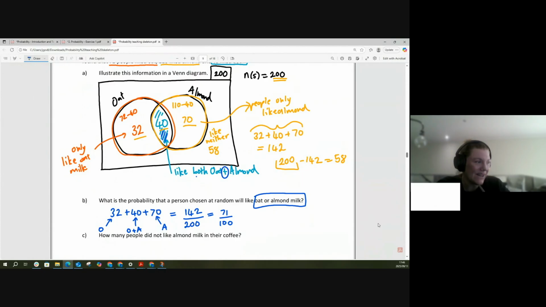Good. So how many people did not like almond milk in their coffee? So now we can't take anyone who likes anything to do with almond. So these people here, they both like almond. So we know these people don't like almond, and we know these people don't like almond. So we would say, who doesn't like almond milk in their coffee? 32 plus 58 out of 200.